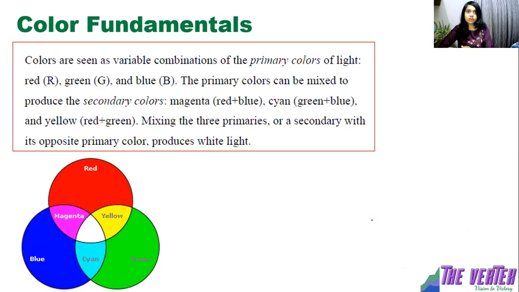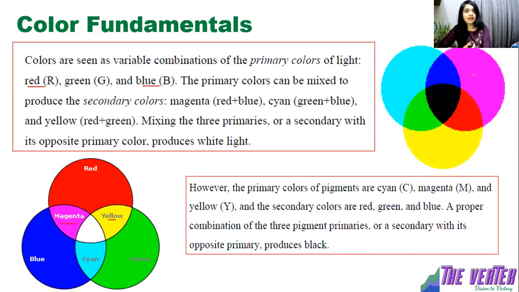As all of us know, there are three basic colors, or you can call them primary colors: red, green and blue. When we mix these primary colors, we get secondary colors, that is cyan, yellow and magenta. That means when we mix red and green, we get yellow. When we mix red and blue, we get magenta. And when we mix green and blue, we get cyan.